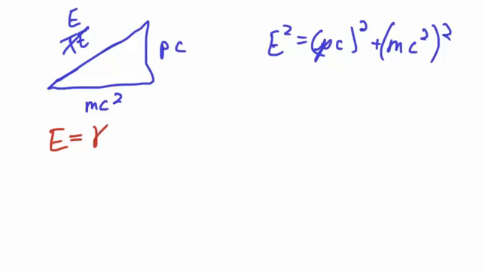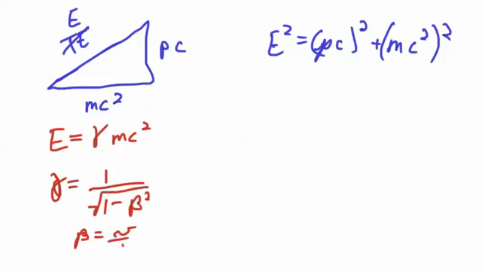The total energy of a particle is gamma mc squared, where gamma is equal to 1 over the square root of 1 minus beta squared, where beta is v over c.